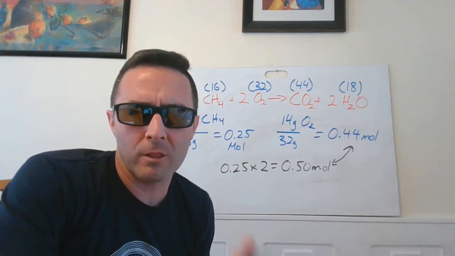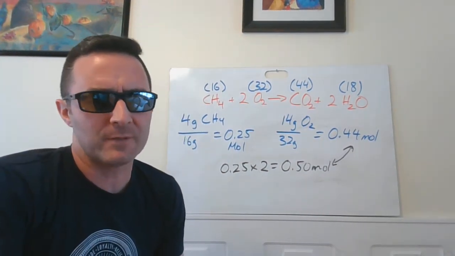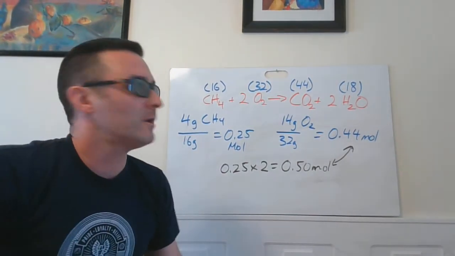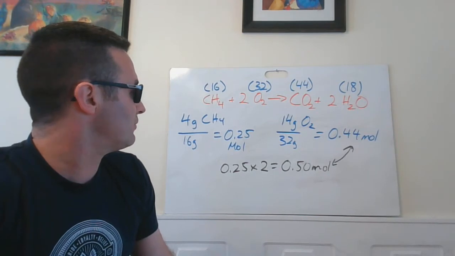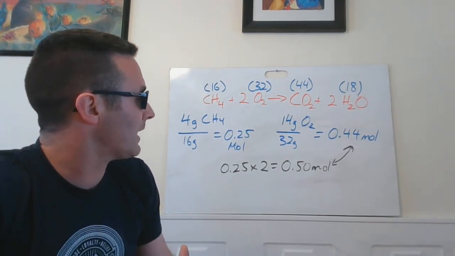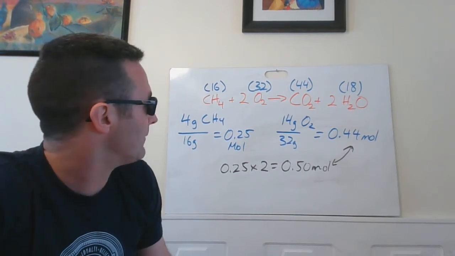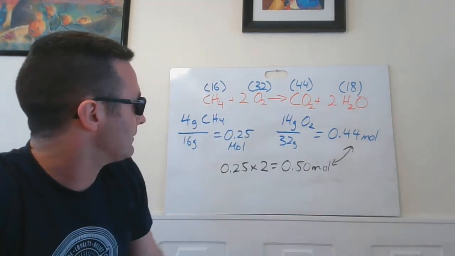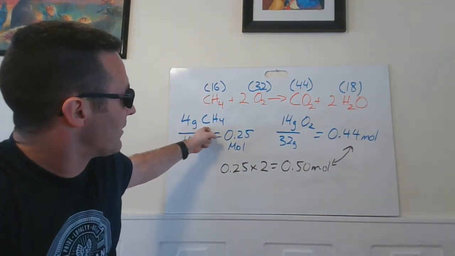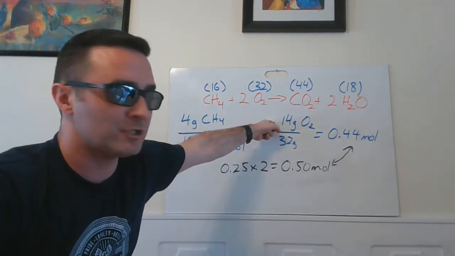So, a little more difficult concept here. This is a 1 to 2 reaction, and we did this one last time. Methane, CH4, plus 2 parts oxygen gas, O2, turning into carbon dioxide and 2 parts water. Your masses are up here again. This time, I give you 4 grams of methane and 14 grams of oxygen gas.